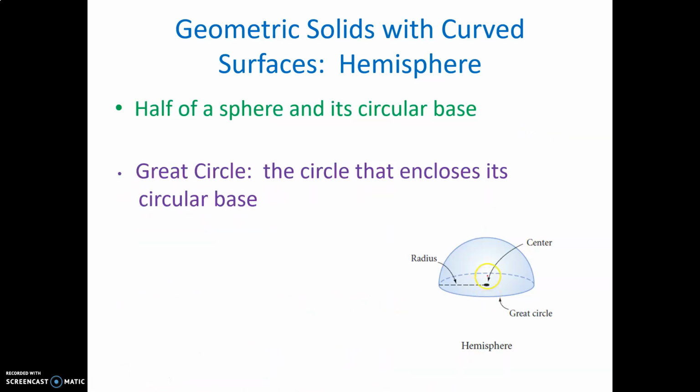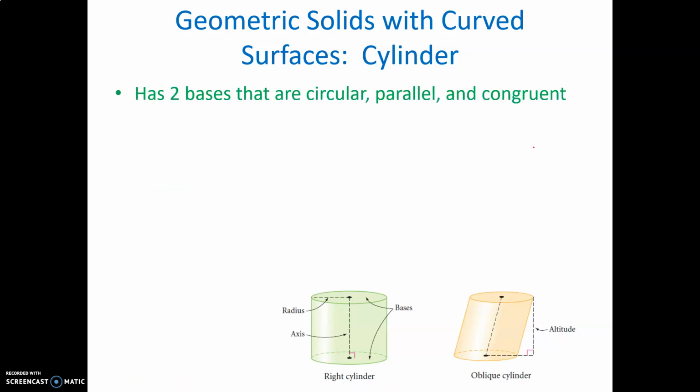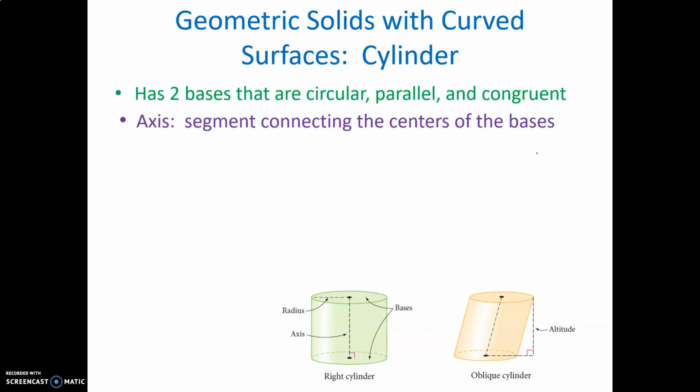It has a circular base, and that circular base is called a great circle. And we've already talked about cylinders when we were talking before about surface area. We did a lot of stuff with cylinders, so they just bring this back. Has two bases that are circles. The bases are parallel to each other. The bases are congruent to each other.